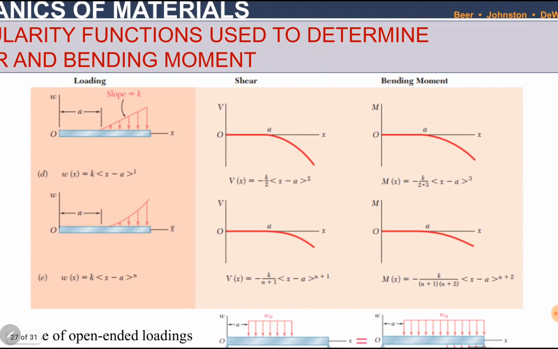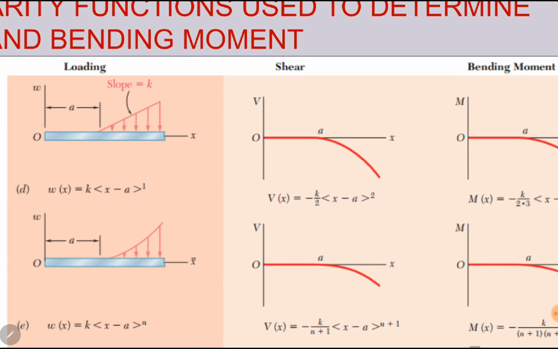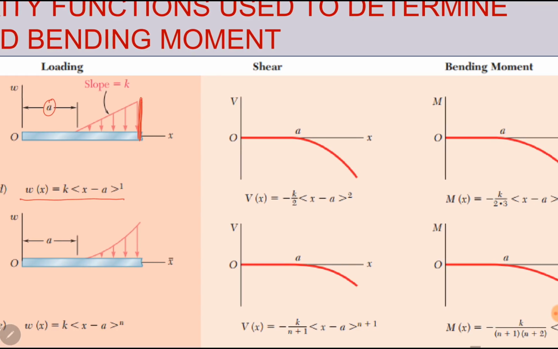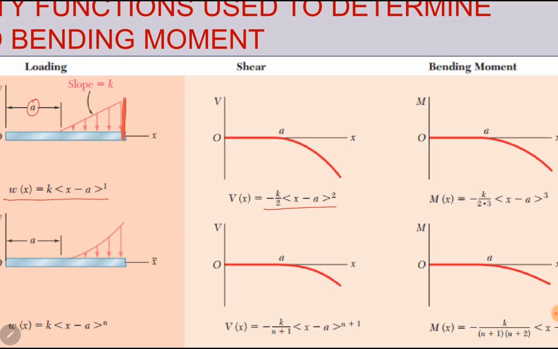Okay, if the given loading is a linear distribution with the slope k, slope is simply height divided by base. So it has a distance a from the left end. It is closed at the right end again. Remember that it is closed at the right end. It has a load function of W = K(x - a)^1, where K is the slope. Here V is the shear force function and M is the singularity function for moment.